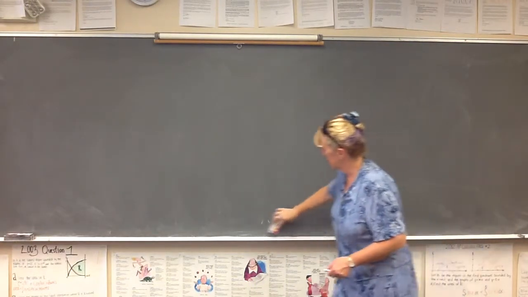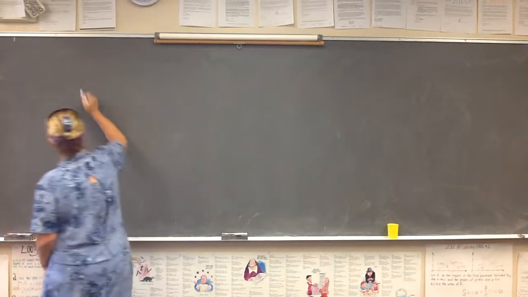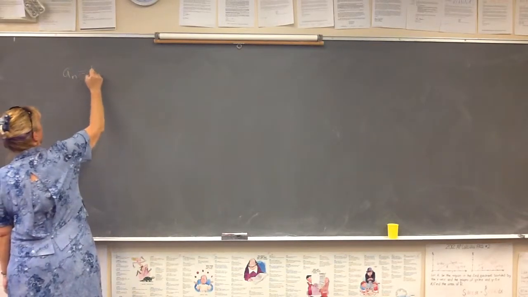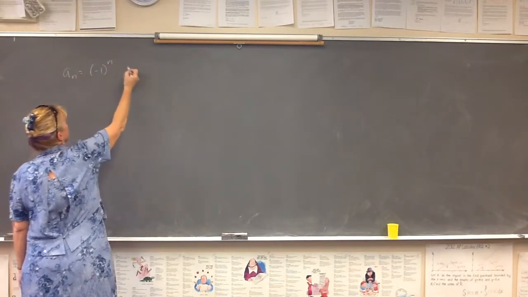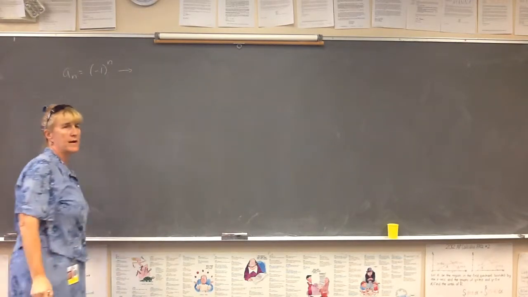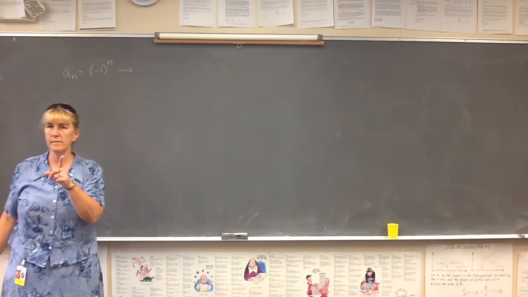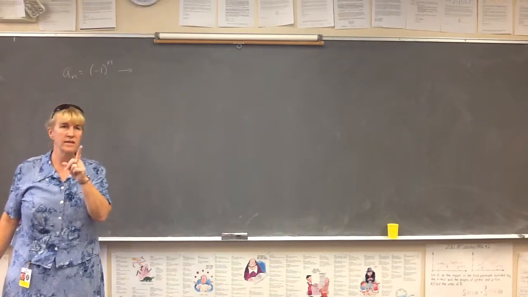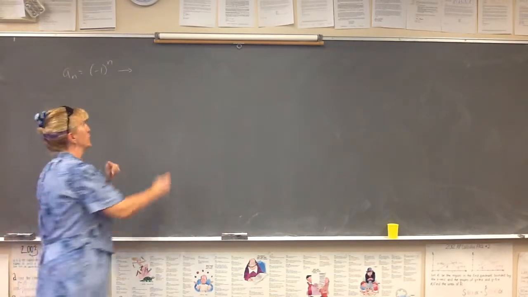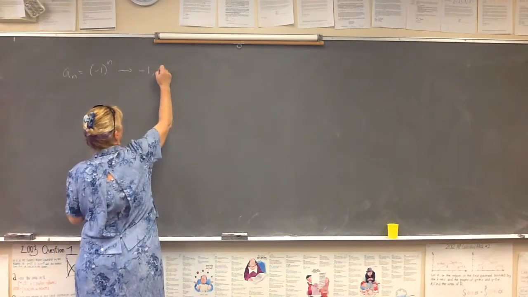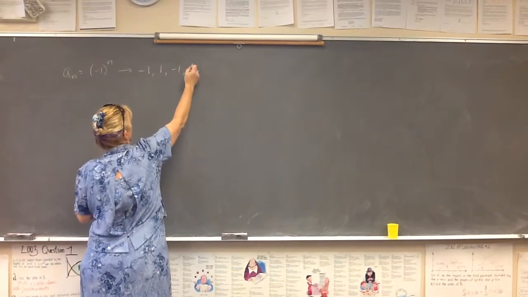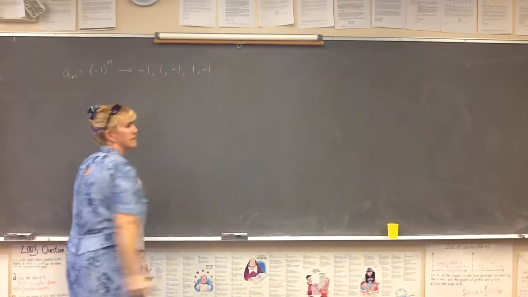I'm going to shorten that up a little bit and put it right over here. And it's going to say a sub n equals negative 1 to the n. And we're just going to write them out. What's the first term? A sub 1. And what is a sub 1? Negative 1. And then? 1. And then? Negative 1. And then? 1. Okay. And it keeps going, right?